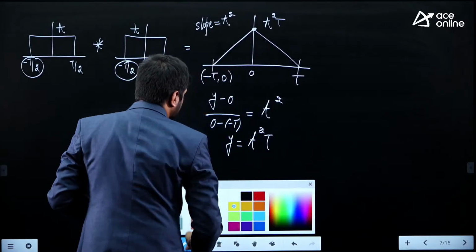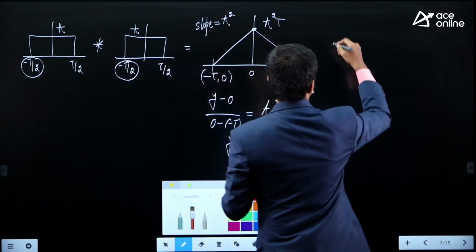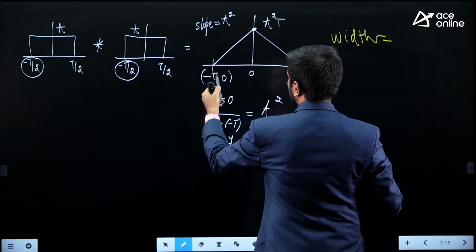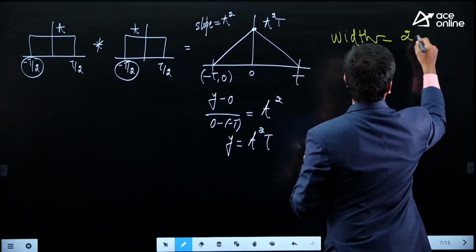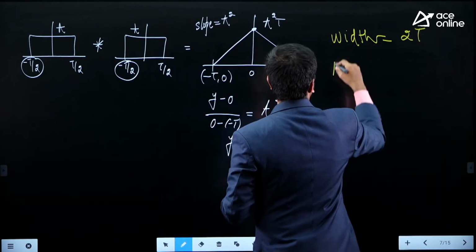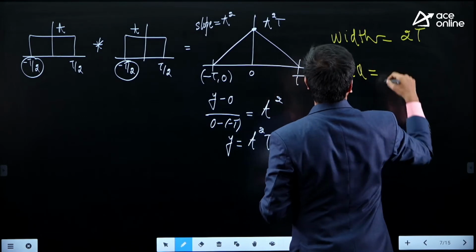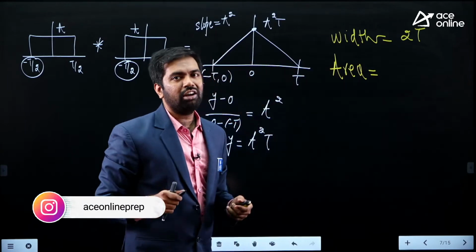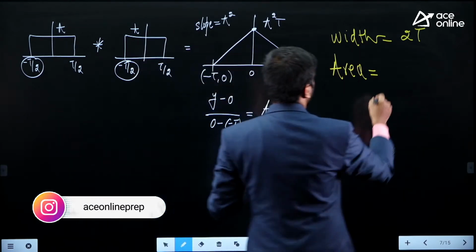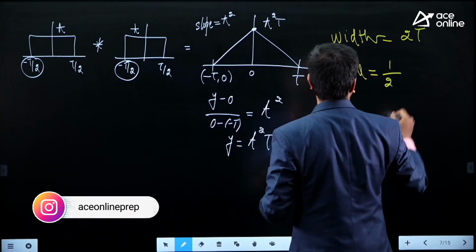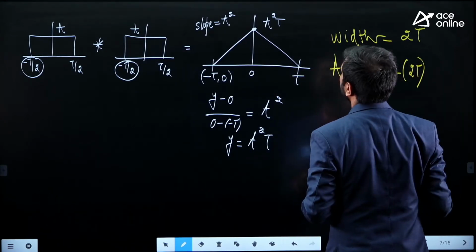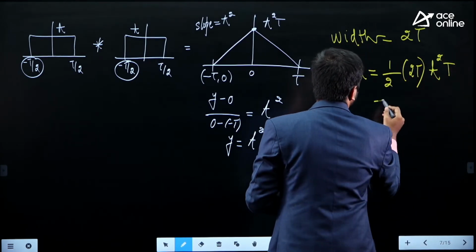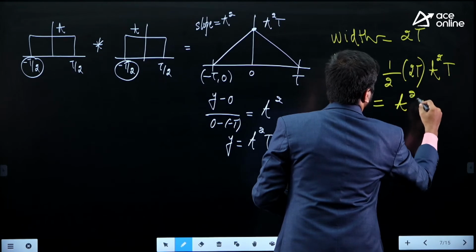Let me write the width and the area of this triangular pulse. So what do you see here? What's the width? The width here is from -T to T, that is 2T. The width is 2T. What's the area? How do you find the area of a triangle? Half base into height. So it's half base, that is 2T, height A square into T. So 2 cancels. What is left over is A square T square.